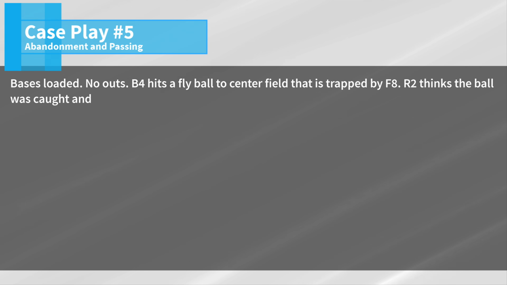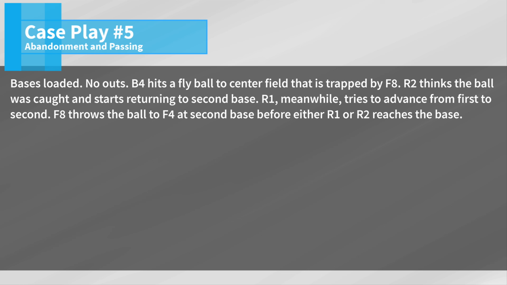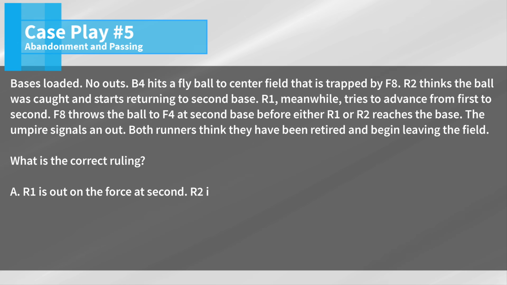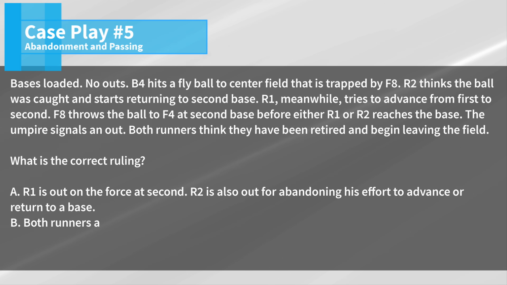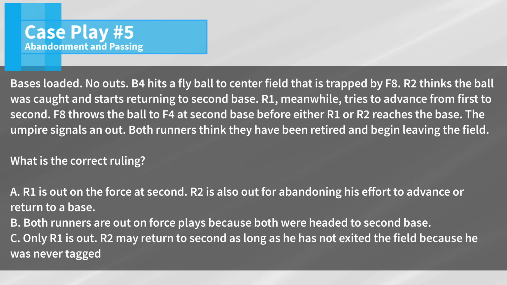Case play number 5. Bases loaded, no outs. B4 hits a fly ball to center field that is trapped by F8. R2 thinks the ball was caught and starts returning to second base. R1, meanwhile, tries to advance from first to second. F8 throws the ball to F4 at second base before either R1 or R2 reaches the base. The umpire signals an out. Both runners, thinking they have been retired, begin to leave the field. What is the correct ruling?